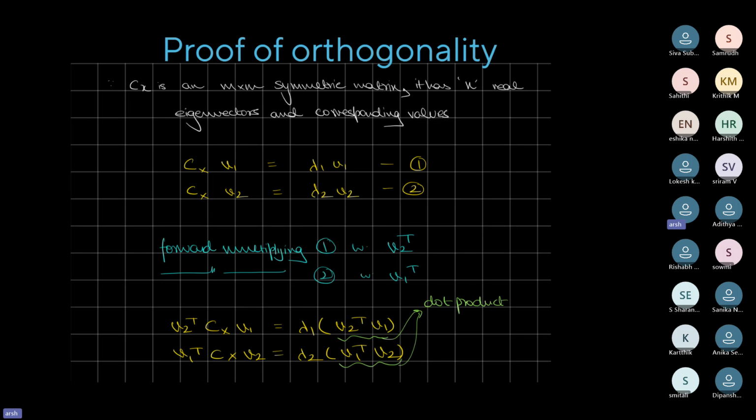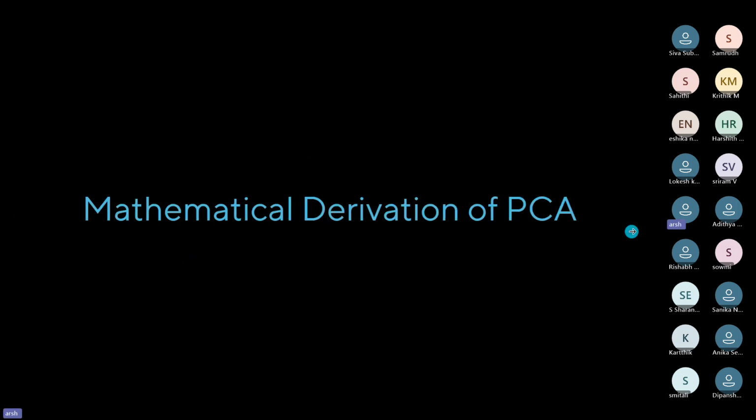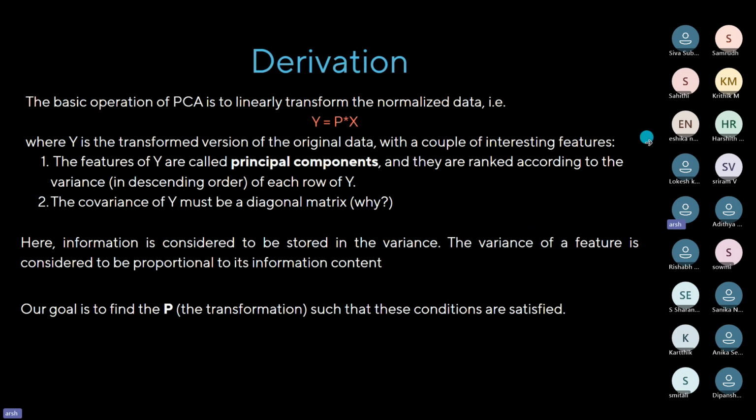Okay, we'll move forward then. So now we move on to the actual mathematical derivation of PCA. So these are some conditions that we need to specify. So the basic operation of PCA is to linearly transform the data that we have. So y is just P into x, it is just a linear transformation. And there are some conditions that we put on y.